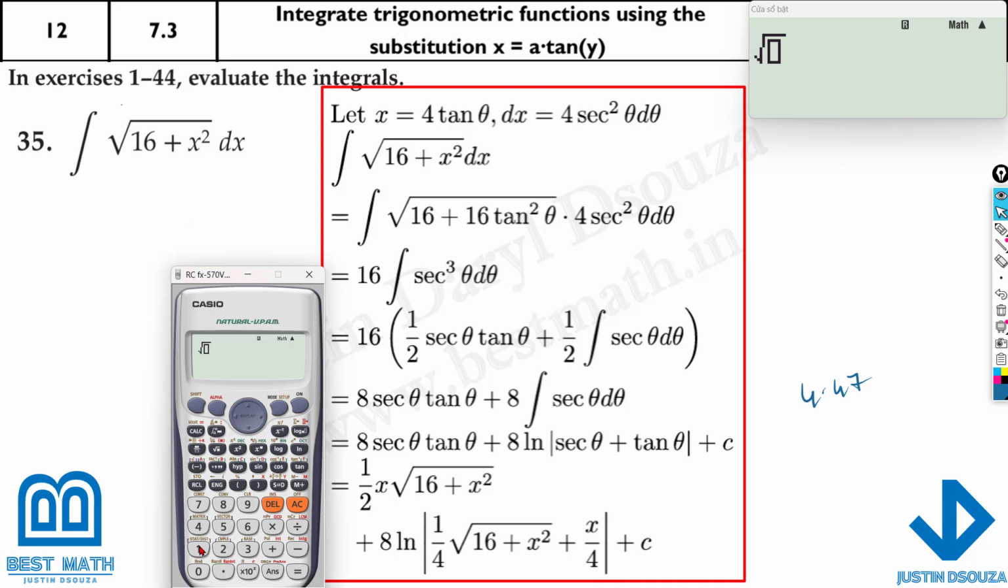Let us do it. 16 plus x squared calculated at 2. It is 4.472. Yes, that's the correct answer.